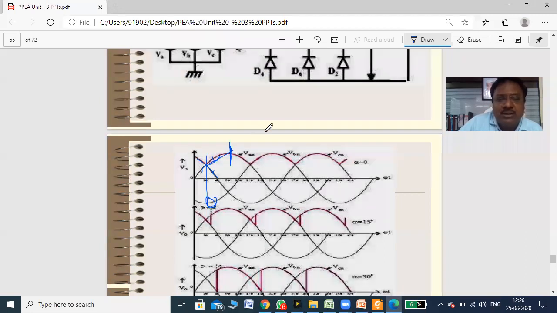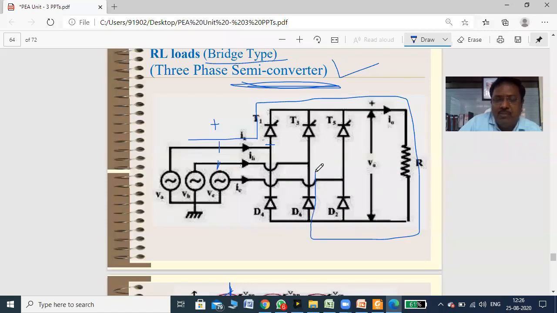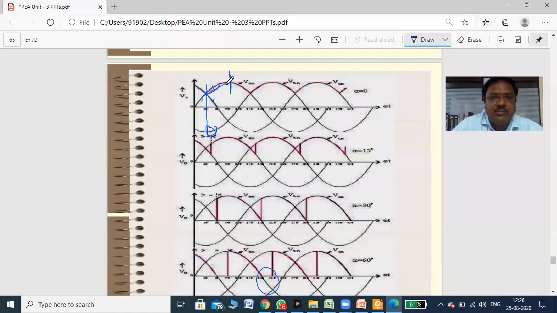So what happens? The thyristor T1 starts to conduct because A is positive. If you apply the triggering pulse to T1, it starts to conduct, and your current flows through T1, then R, then diode D6, right? Why? Because phase B is most negative. If phase B is negative, it means that diode D6 is also forward biased. So current flows through diode D6 and back to the supply B. At that time you will get a pulse like this one. This is for alpha equal to 0, right?